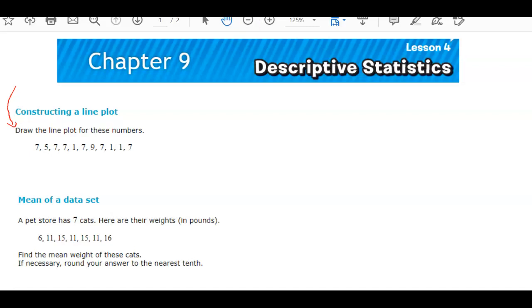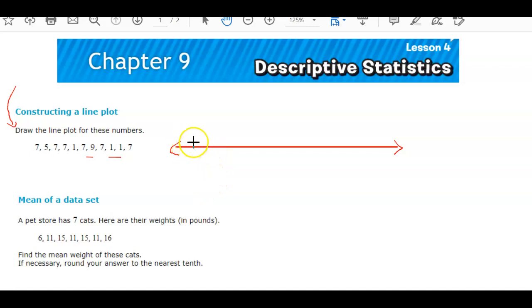Let me switch to the line tool. We're just going to go ahead and make ourselves a straight line. And let's go ahead and put a little arrow on each end. That just tells the reader that it's a line and it's going on forever. And we're going to have the values of 1 all the way up to 9.